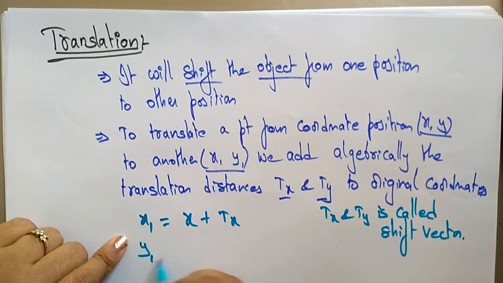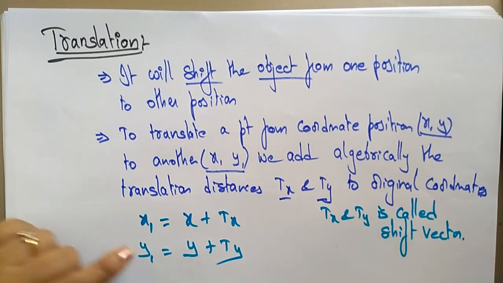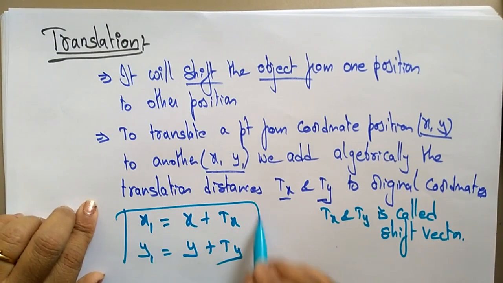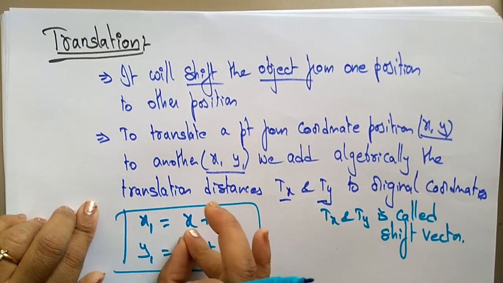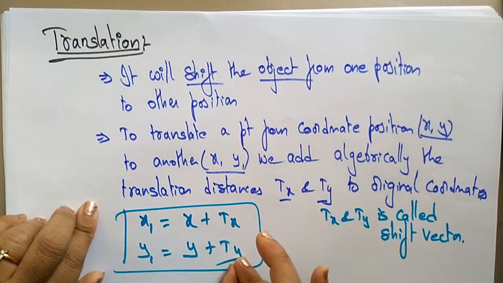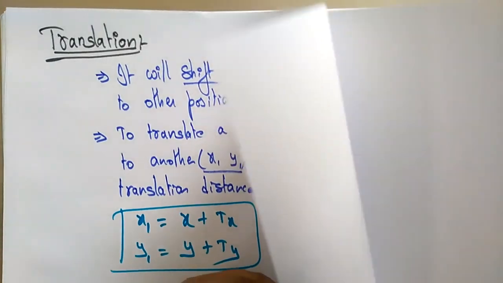In the same way for the y-axis, the new y coordinate will be the original coordinate of y plus ty. So just remember this. Simply add the translation distance tx to the original x coordinate and the translation distance ty to the y coordinate. So the formula will be like this.